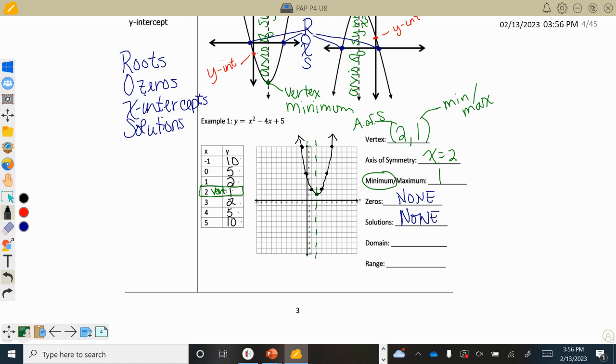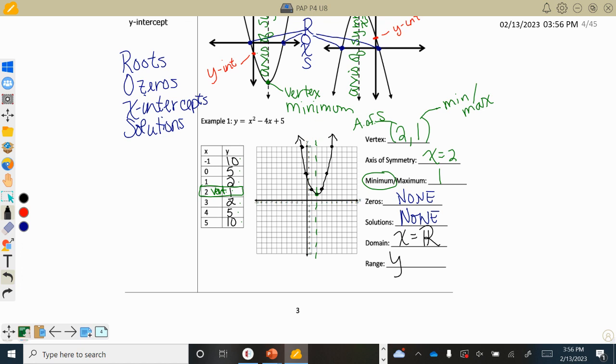Okay? Now here's the cool thing about parabolas. The domain of any given parabola, barring situations that change things, but just a regular little parabola out in the wild, the domain is all real numbers. Okay, so x equals all real numbers. For the range, your vertex, your minimum or maximum, is going to be either the highest number or the lowest number in your range, because that's the number we're going to use for the range.